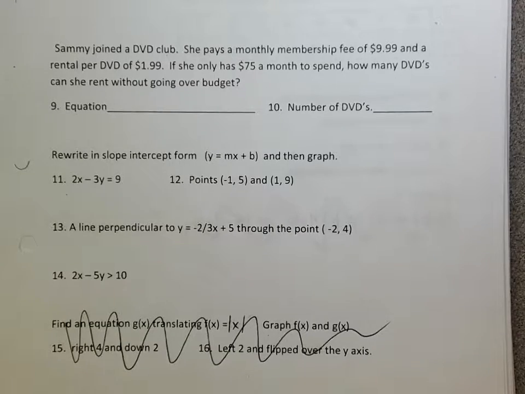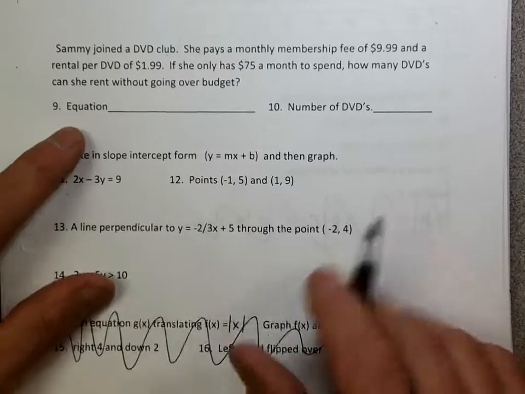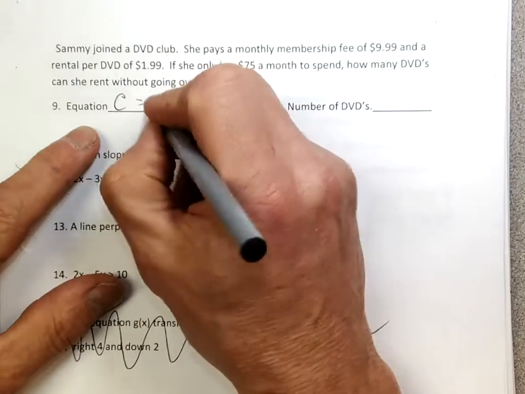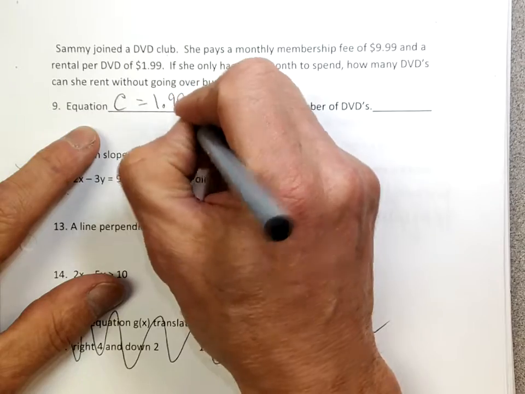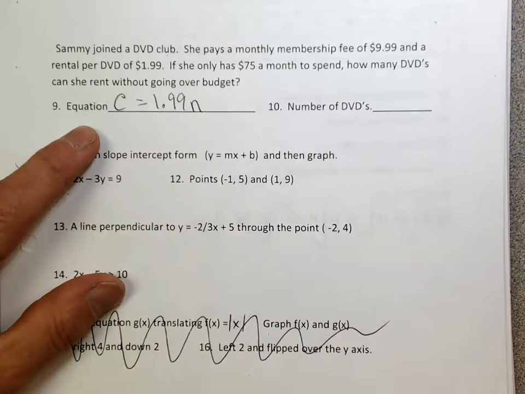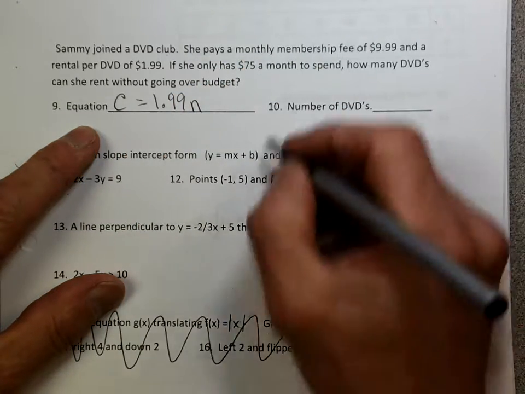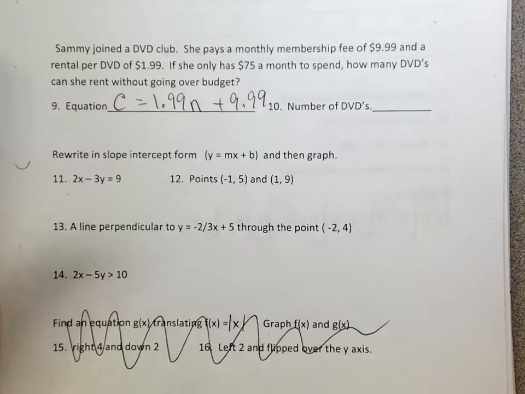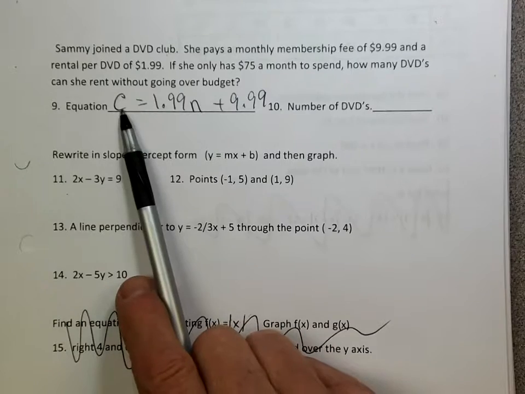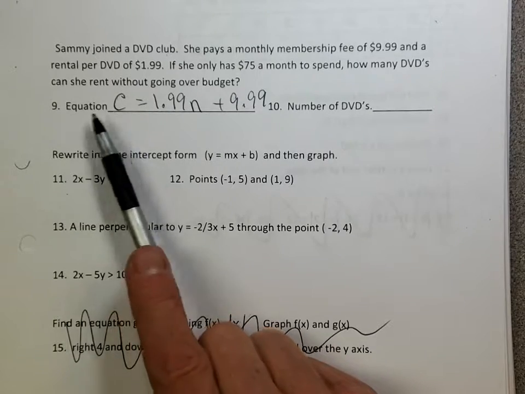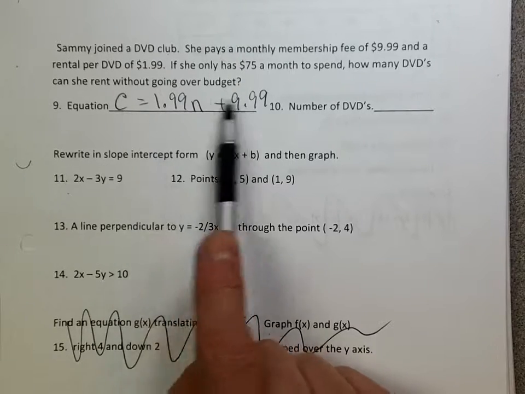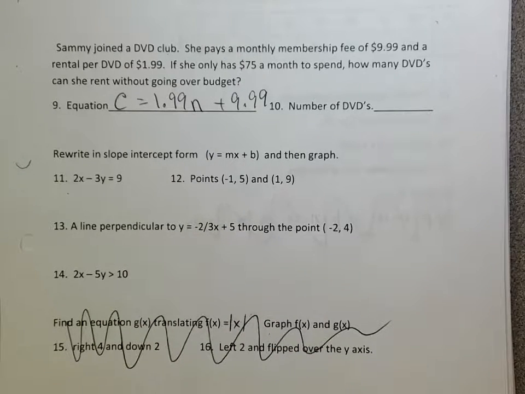So first, let's make an equation, okay? One equation would be cost. Let's go C for cost is equal to $1.99 N for the number of DVDs plus the $9.99. Now that is an equation. Don't put the 75 here. This is an equation, cost, right? So you have to have C equals, okay? Don't put 75 there. Now, if you want to solve for it, though, you set it equal to 75, right?